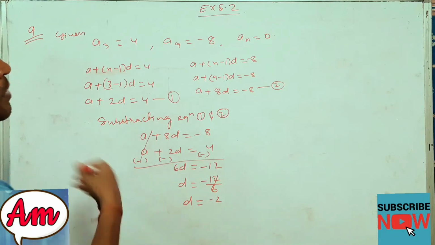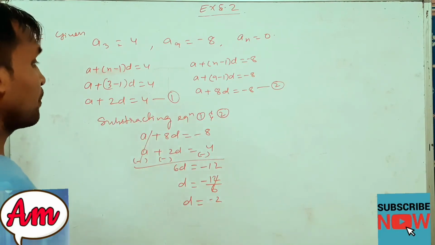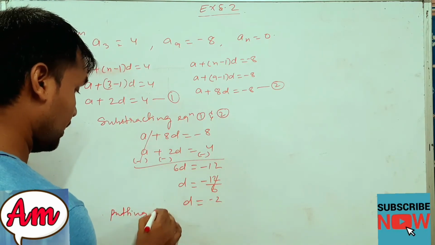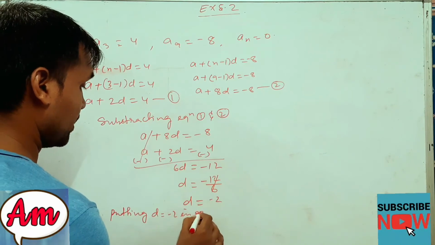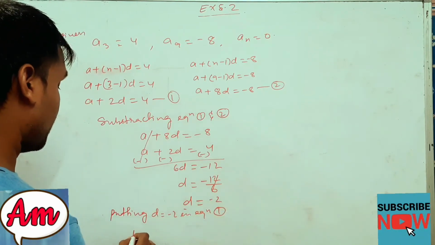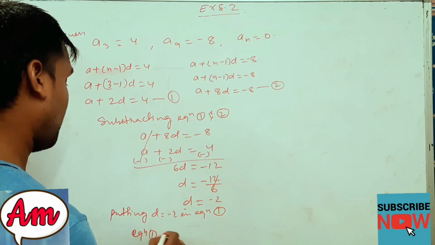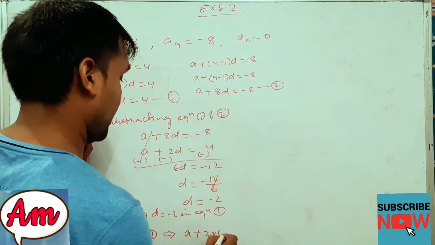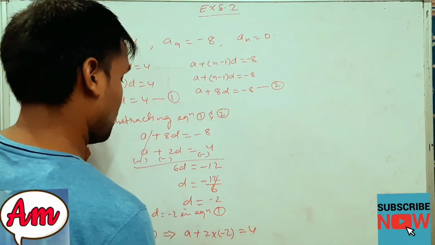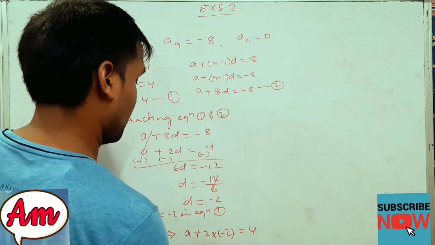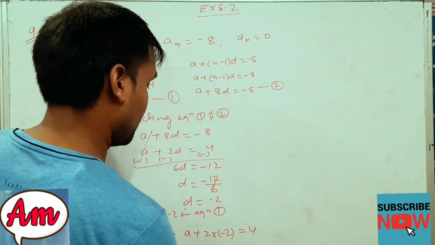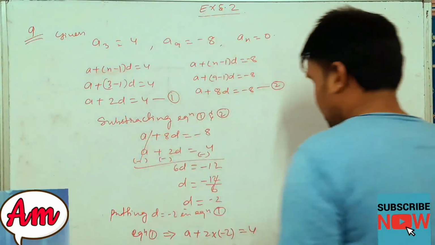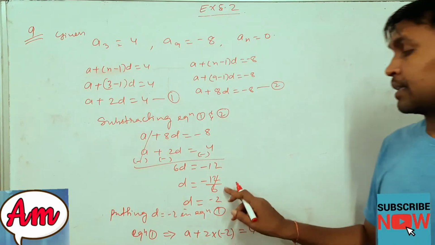Now this d value you will substitute in any one of the equations to get the a. So we'll write here, putting d equals minus 2 in equation number 1. So equation 1 implies a plus 2 into minus 2 equals 4. So a minus 4 equals 4. So a equals 4 plus 4, which is equal to 8. So what values did we get? A value we got 8 and d value we got minus 2.